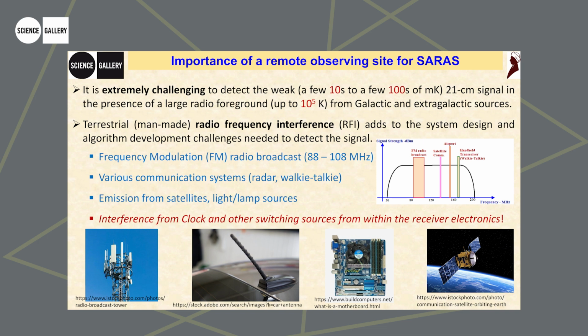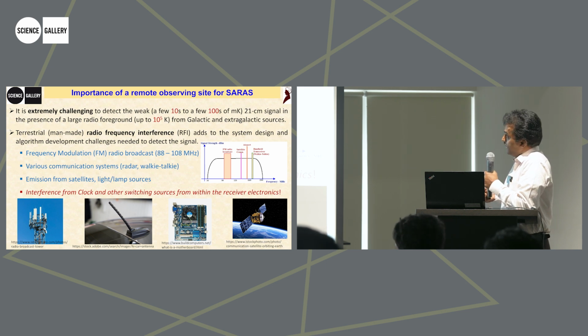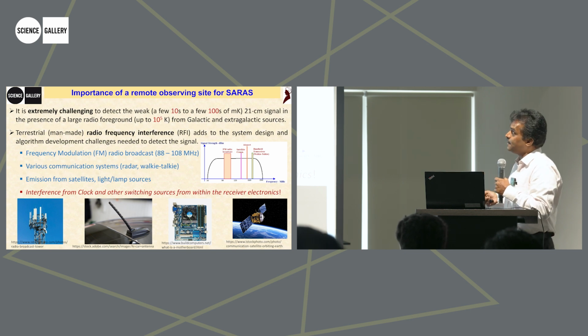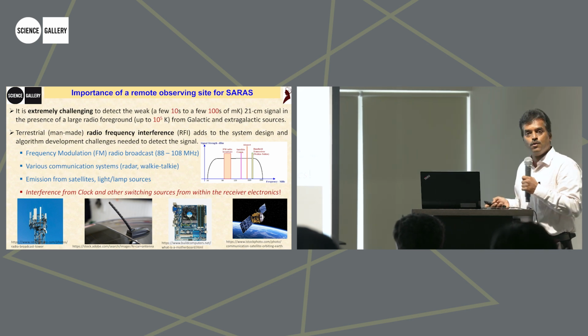So, what is the importance of a remote observing site for SARAS? Saurabh did mention that we are trying to detect an extremely weak signal, of the order of a few tens to a few hundreds of millikelvin, present in a background of the order of 10 to the power 5 from galactic and extragalactic sources. As if this challenge itself was not sufficient, we have another problem, which is terrestrial man-made radio frequency interference.